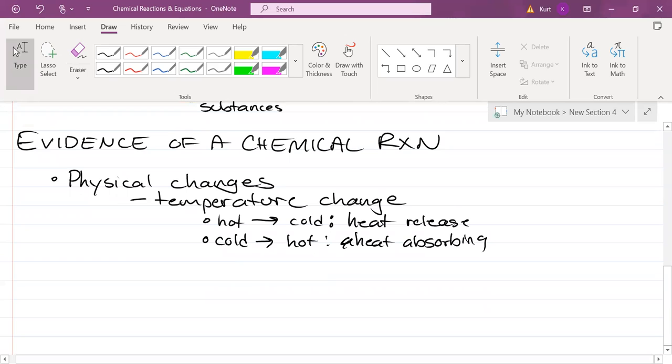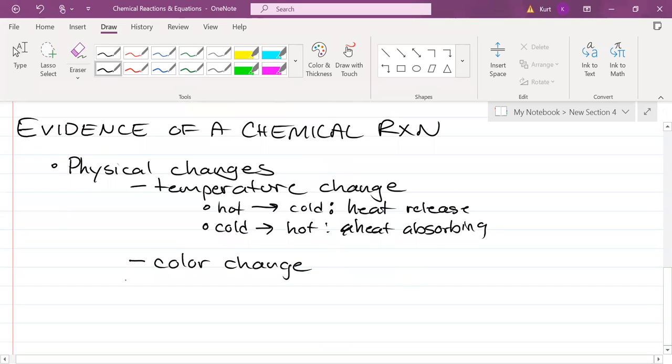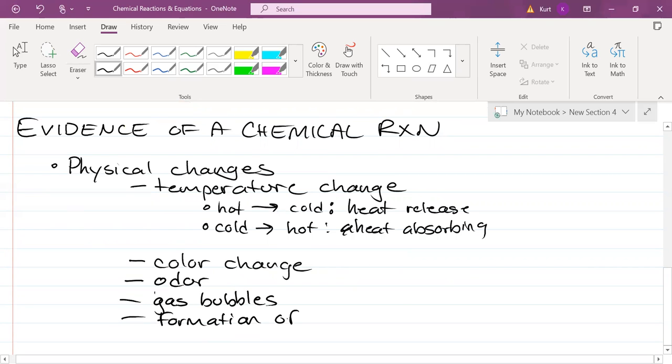All right, another indicator is that there is a color change. Like a rotten banana or a rotten apple or food that's gone bad or nails that have been left out to rust. Another is going to be an odor or gas bubbles or even the formation of a solid. Have you ever seen milk that's gone so bad that it started to get solid? It's pretty nasty. That's a chemical change. How about when you put some aspirin into a glass of water, it starts to fizz? That's a chemical reaction.